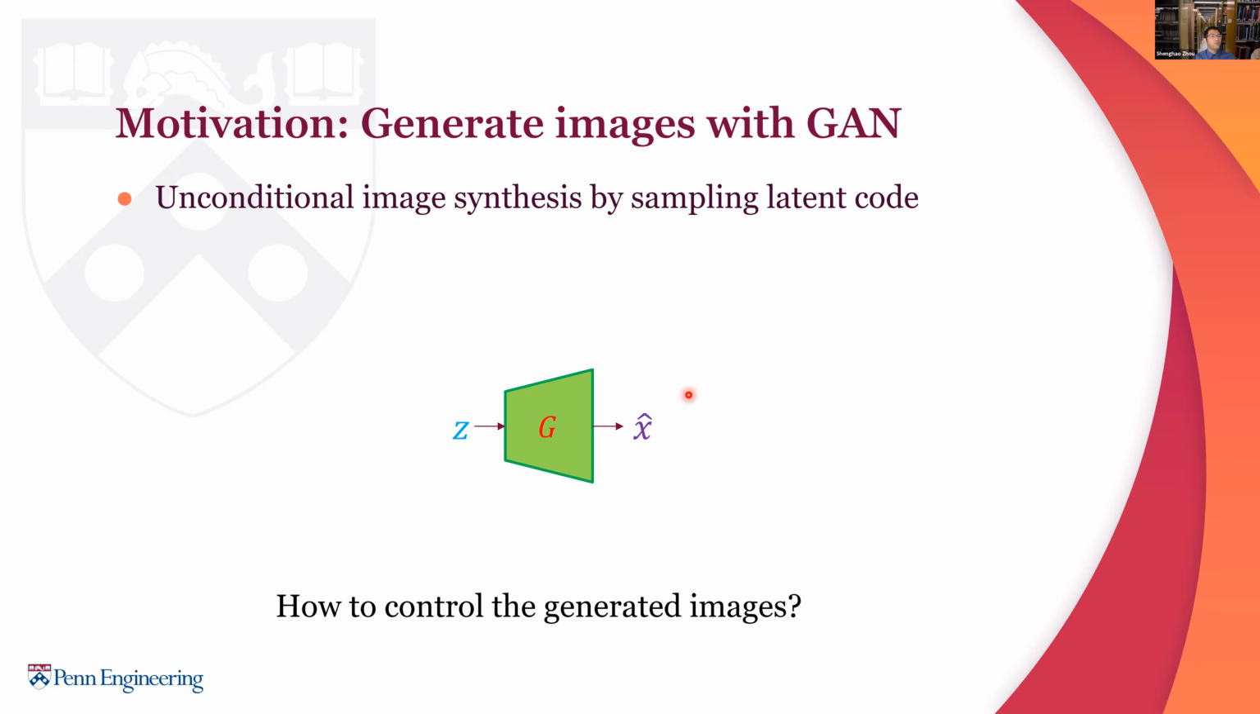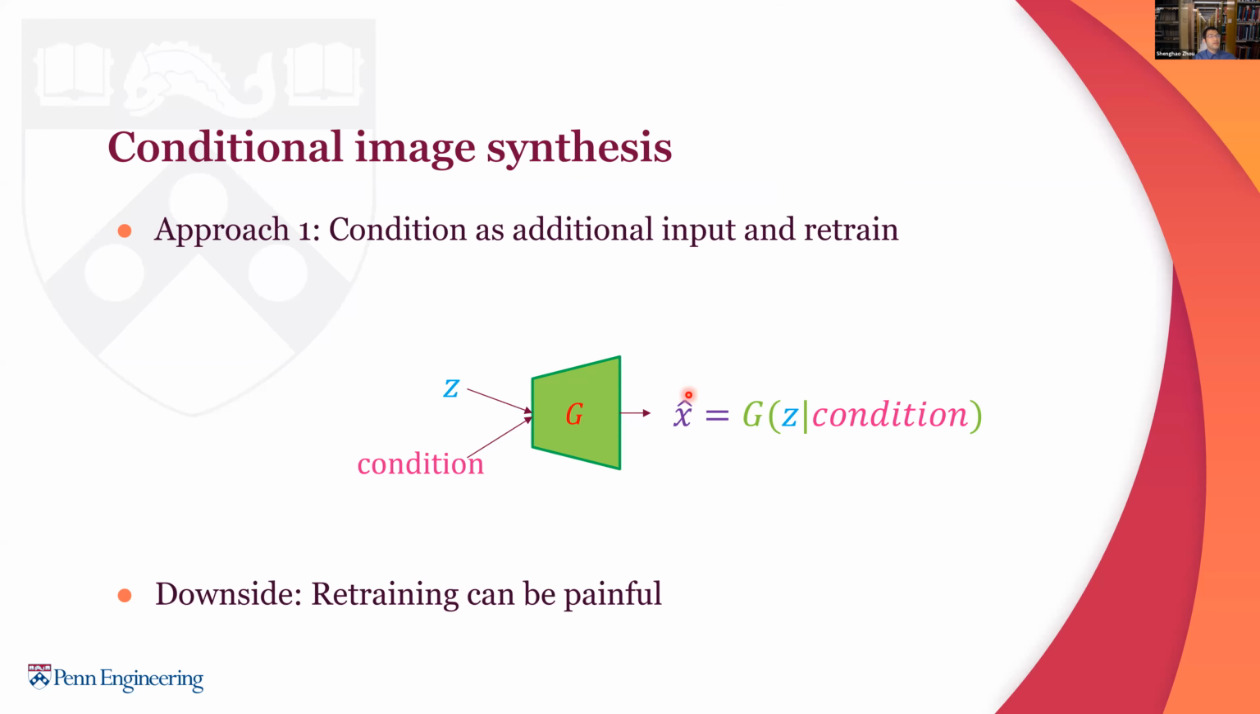However, most likely we won't gain control over the images that we generate. For example, you may have a condition, like you want to generate images with a special pair of eyes, and you cannot do that directly with the GAN. One way to achieve this kind of conditional image synthesis is to use the condition as an additional input to the network. It works, but it's painful, because first you have to collect the data, and second, you have to retrain the model. If you're using a powerful GAN model like StyleGAN, retraining takes a lot of time and consumes a lot of GPU resources, which might not be available to most people.